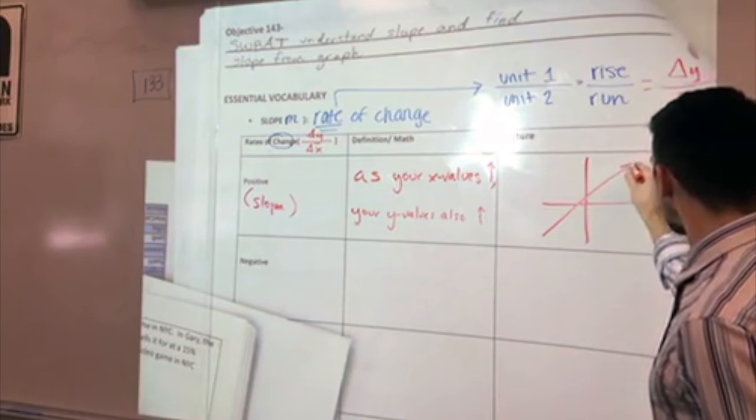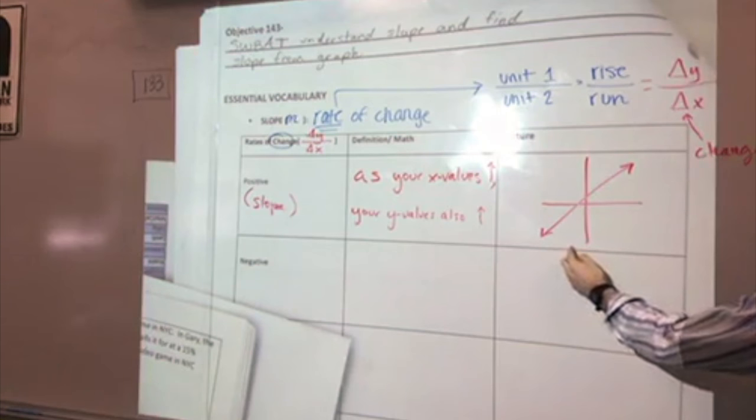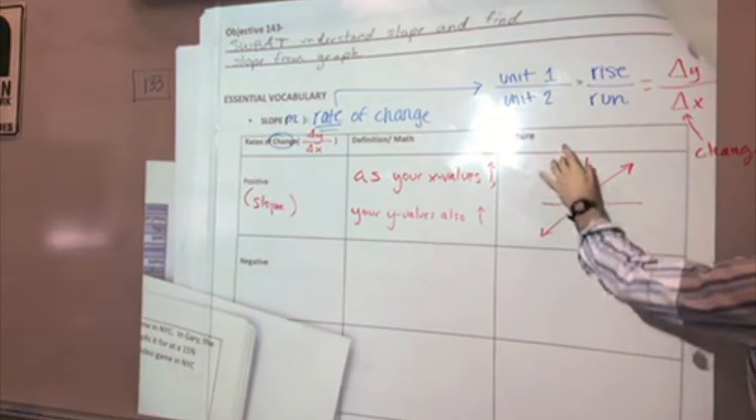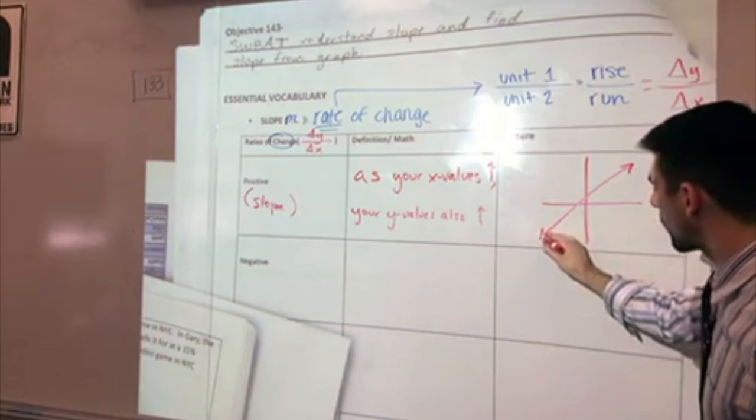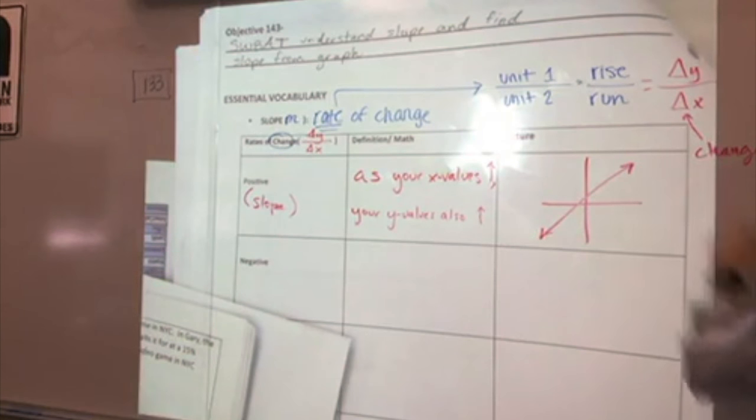So I draw just a random line. This represents positive slope. As my x's increase, my y's also increase. You can think about it, if you start at the leftmost point, you're going up. You're climbing up the mountain. From left to right, it's increasing.